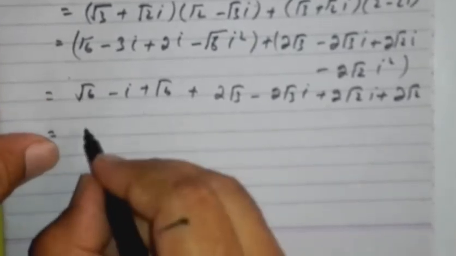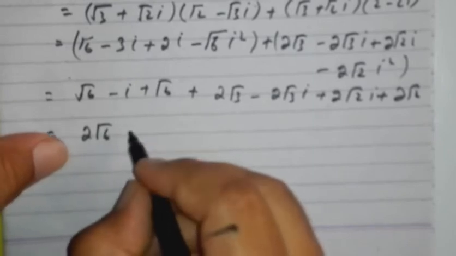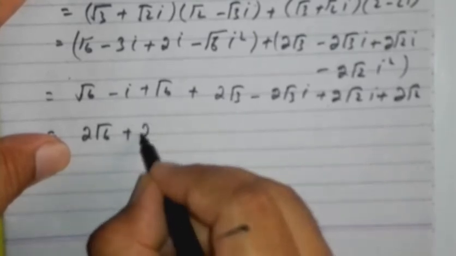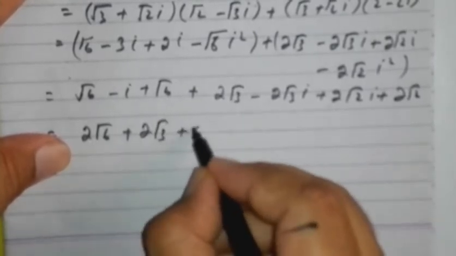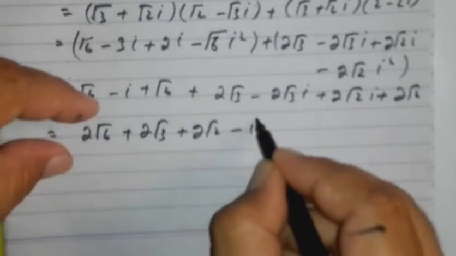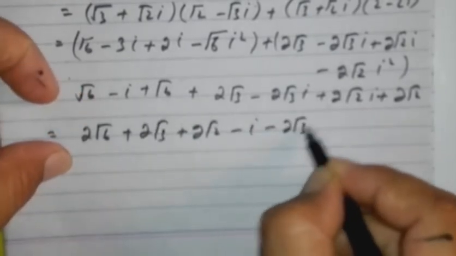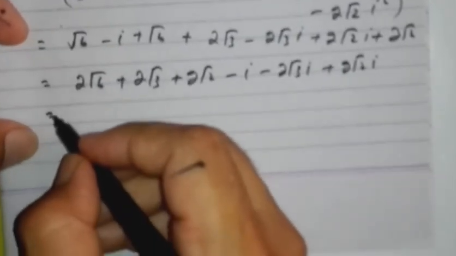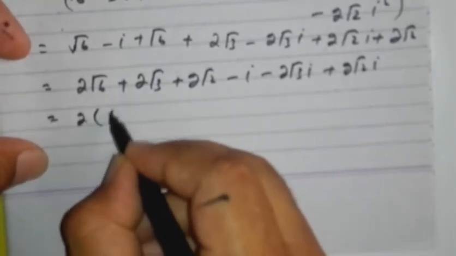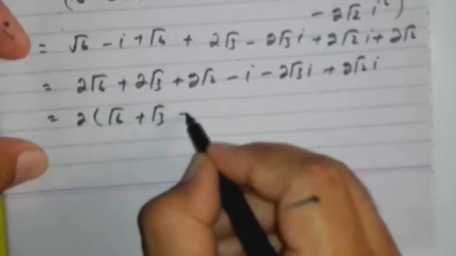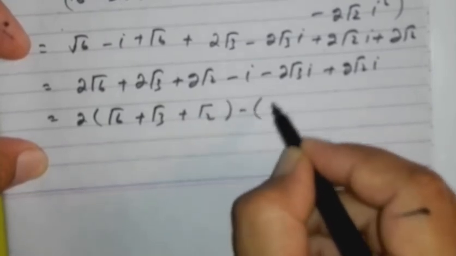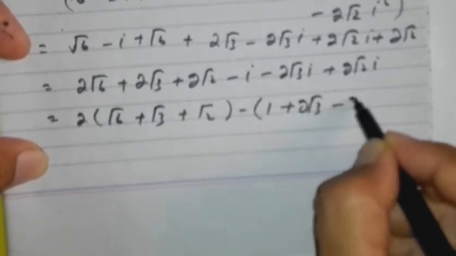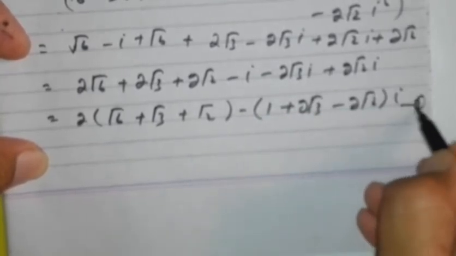Now look, under root 6 we can write 2 under root 6, and further we can write this 2 under root 3 and this 2 under root 2, minus iota, minus 2 under root 3 iota and plus 2 under root 2 iota. Take 2 common from these 3, we get under root 6 plus under root 3 plus under root 2 and minus common, also iota common, so here we get 1 plus 2 under root 3 minus 2 under root 2 iota, equation 2.